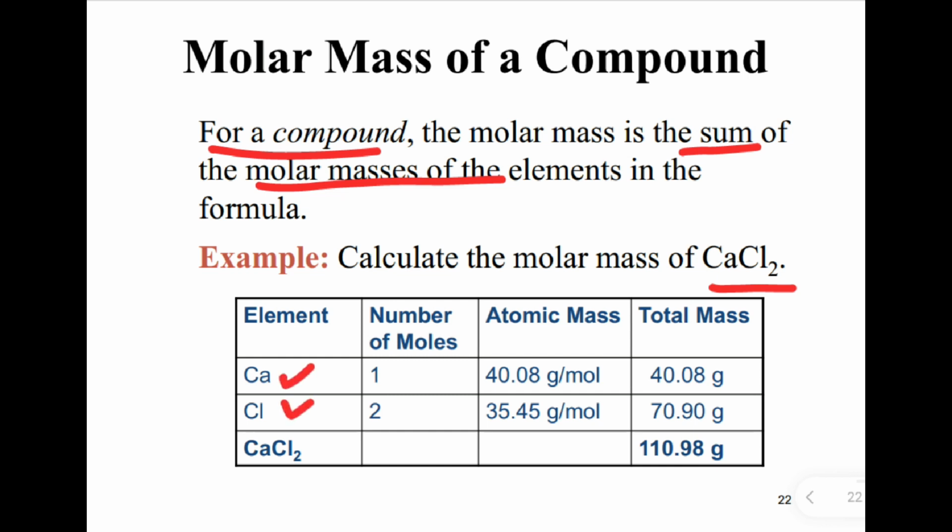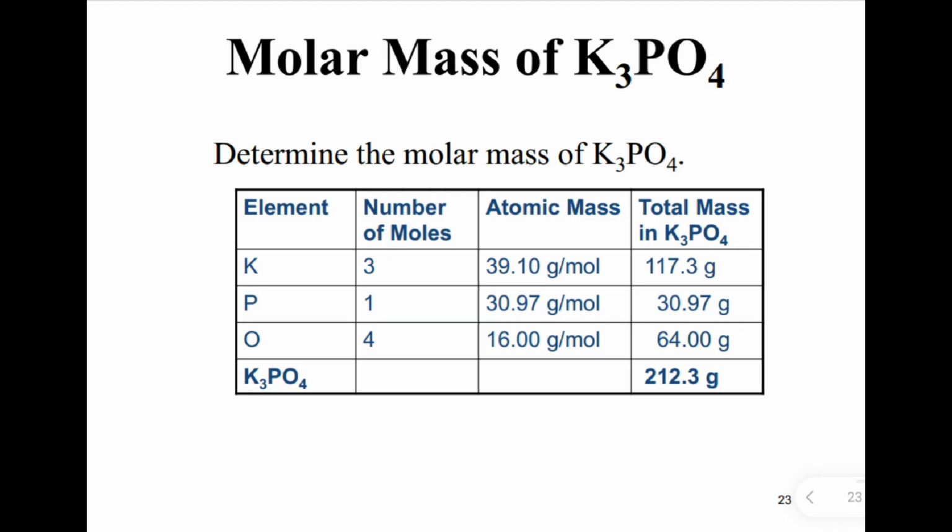Number of moles in calcium chloride: how many moles of calcium are present and how many of chlorine? 1 mole of calcium and 2 moles of chlorine. The atomic mass of calcium is 40 and of chlorine about 35.5. So 1 times 40 plus 2 times 35.5, almost 71, and the sum is the molar mass of the compound. Similarly, determine the molar mass of potassium phosphate.